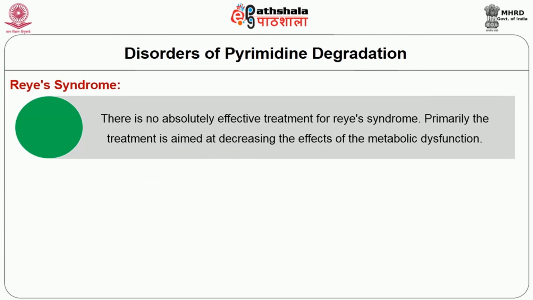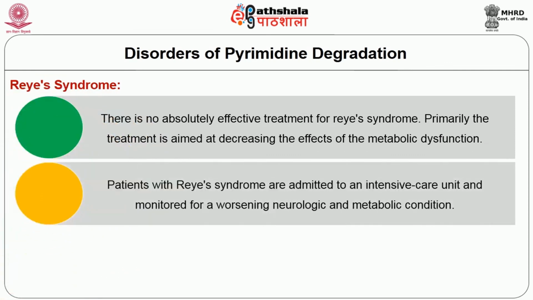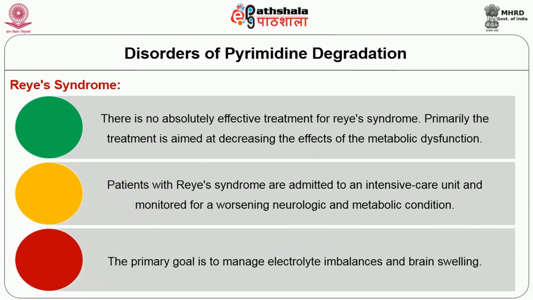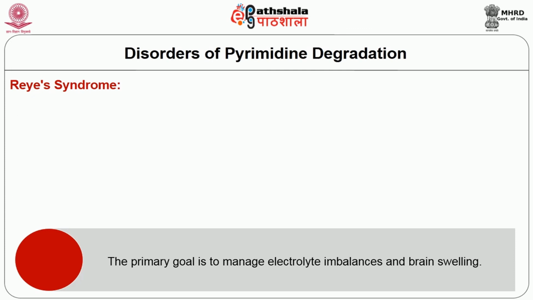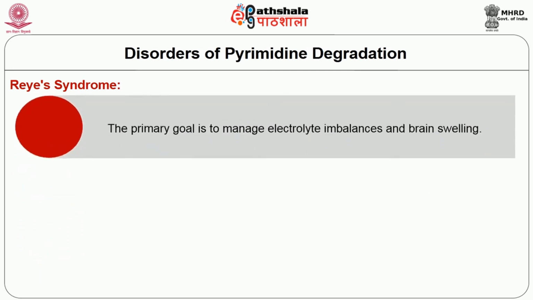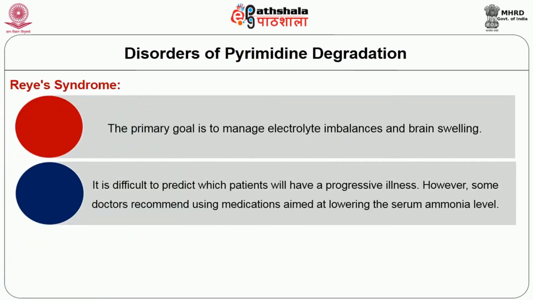Unfortunately, there is no absolutely effective treatment for Reye's syndrome. Primarily, the treatment is aimed at decreasing the effect of the metabolic dysfunction. Patients with Reye's syndrome are admitted to an intensive care unit and monitored for a worsening neurologic and metabolic condition. The primary goal is to manage electrolyte imbalances and brain swelling. It is difficult to predict which patients will have a progressive illness.